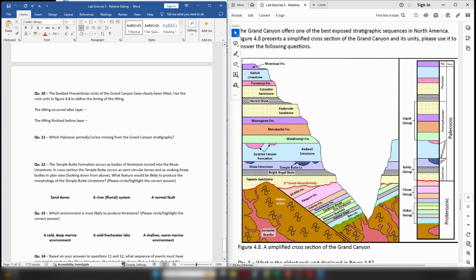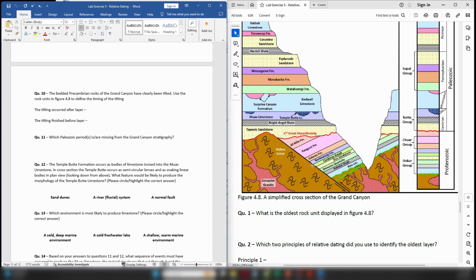Okay, question 10. The bedded Precambrian rocks of the Grand Canyon have clearly been tilted. So we're talking about this unit of rocks down here, and you can quite clearly see they're not horizontal anymore. So you need to use the rock units in figure 4.8 to define the timing of this tilting. So when we look at figure 4.8, we are going to use rocks which are older and younger than the tilting to work out when that tilting occurred, or at least define the range in which that tilting occurred.